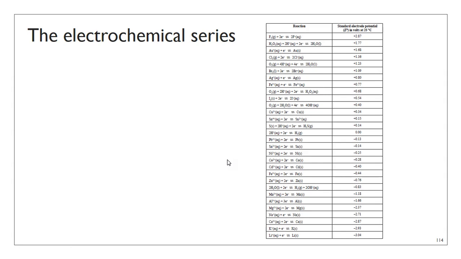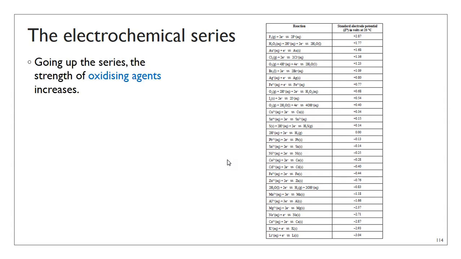All right, the next features of the electrochemical series have to do with the strength of the oxidizing agents and reducing agents. And this comes out of the fact that you always put the half cell that undergoes reduction on top. So the higher half cell is the one that can undergo more reduction. So if you go up the series, the strength of oxidizing agents would increase. So if you go up, there is an increase in oxidizing agent strength.